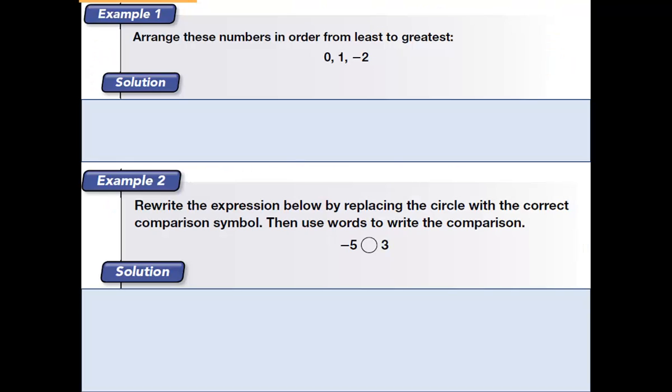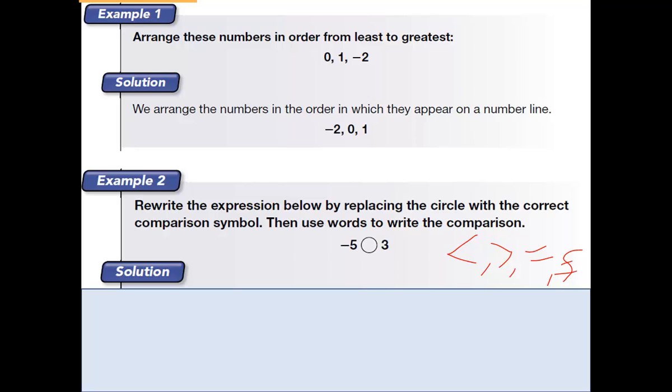Arrange these numbers. So look at example 1. I want you to do both of these and then compare them. So pause the video and work them, and then we'll go ahead and look at them. So example 1, you can arrange those numbers in order from least to greatest, and in 2, rewrite the expression. The expression is just the words. But you're going to place in that circle either this, or this, or you might put in an equals, or you might put in a not equals.